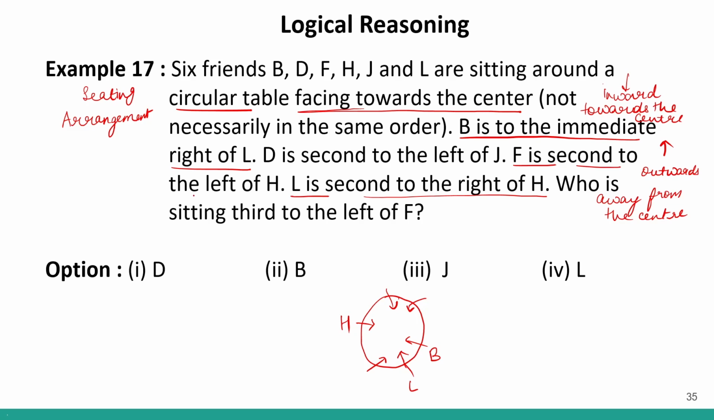Now I can use this information. F is second to the left of H. So F is second to the left of H. So F will be over here. Correct? D is second to the left of J. So if J is over here, D will be over here, second to the left of J. So this will be the final seating arrangement. In the question, we have to find out who is sitting third to the left of F. So if F is over here, third to his left, that means 1, 2, 3. J is third to his left. So answer will be option number 3, J.